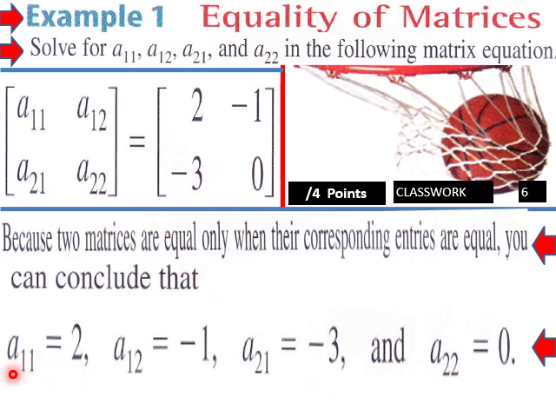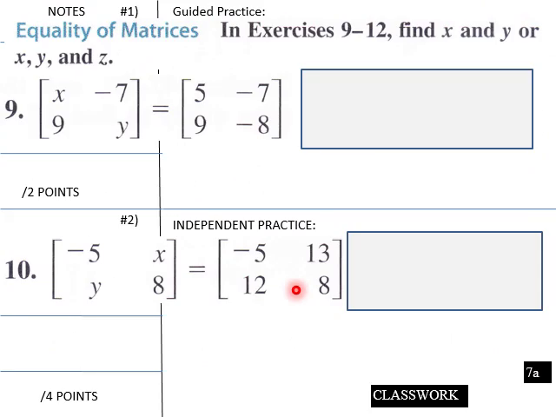Okay, so this is row 1, column 1, row 1, column 2, row 2, column 1, and then row 2, column 2, which is what these terms here correspond to in these descriptions of a matrix. Okay, so let's go into an example here.